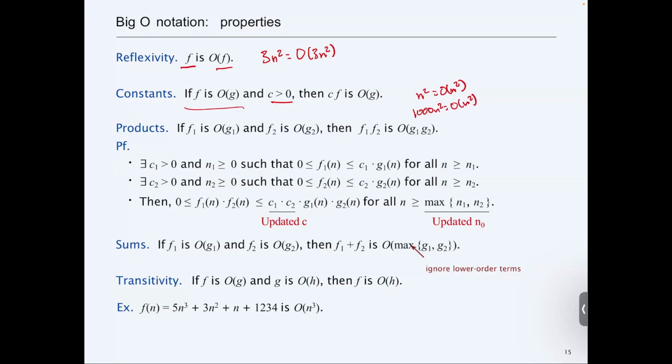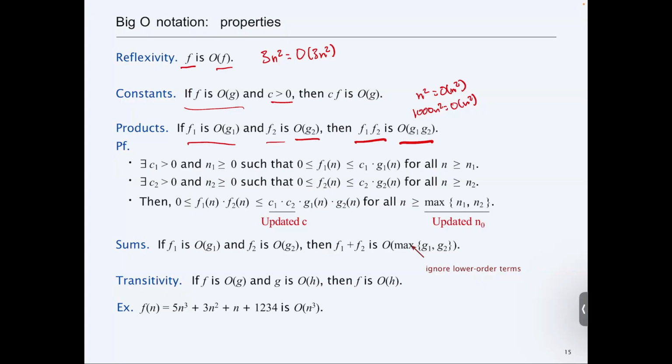What about products? So let's take a look at products. This one becomes important for nested loops. So suppose you have f1 of n is equal to big O of g1 of n, and you have f2 of n is equal to big O of g2 of n. When you multiply f1 and f2 together, that is big O of g1 times g2. And the proof that you see on the slide here is essentially just algebra.